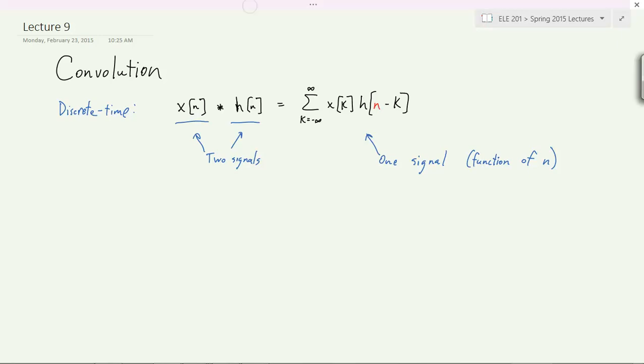Let's do an example, and then we'll really become familiar with this. Okay, so suppose you've got an x of n like the following.